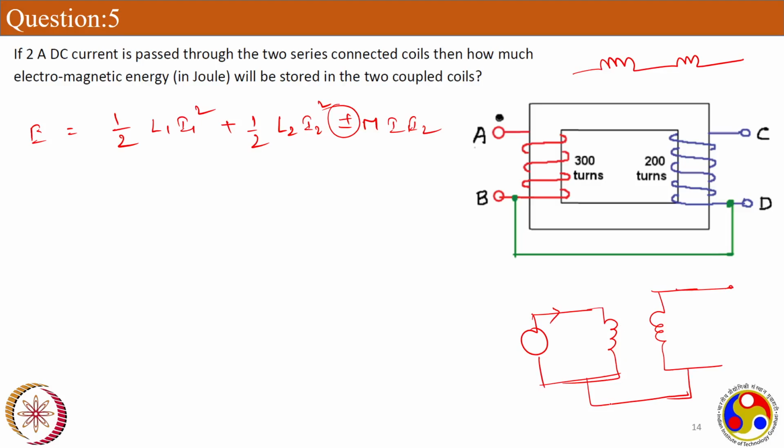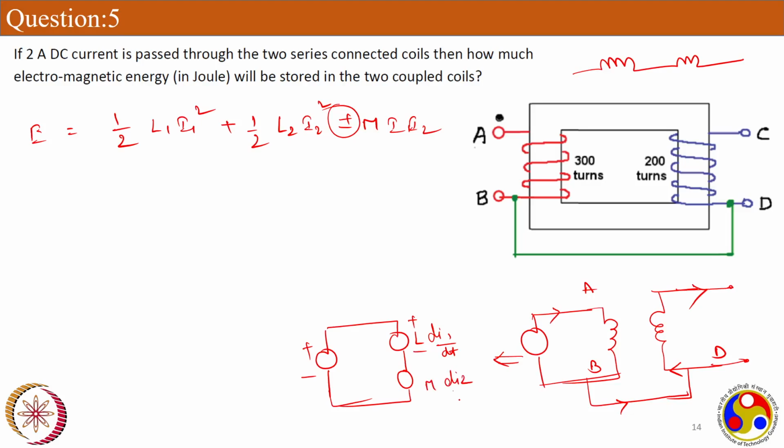Now current is flowing like this, and this is B, and this is A, and current will come, and since it is open, the current will go this way, and current will leave from C and D. Now if I try to get an equivalent circuit for this, like equivalent voltages, there is a self inductance and a mutual inductance, with plus minus. This will be plus L di1 by dt minus the mutual di2 by dt.